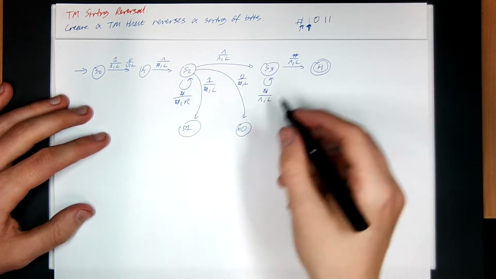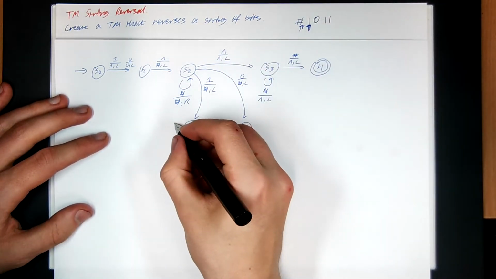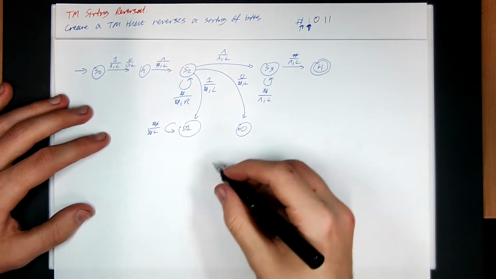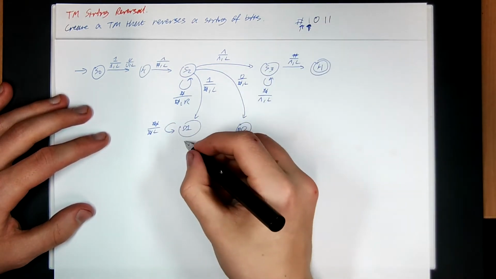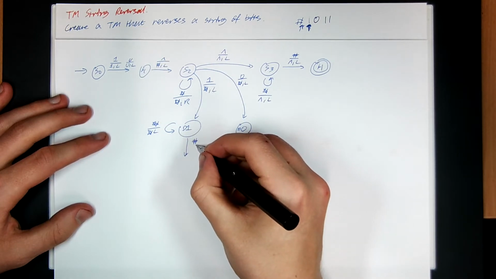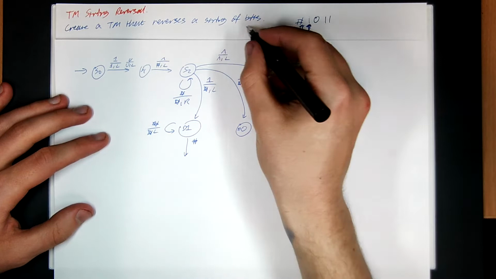So D1, keep rewinding and then get past the hash. So as long as I see stars, keep moving left. And then when I see a hash, move past that. Actually, I want to keep moving all the way left till I find the first blank.